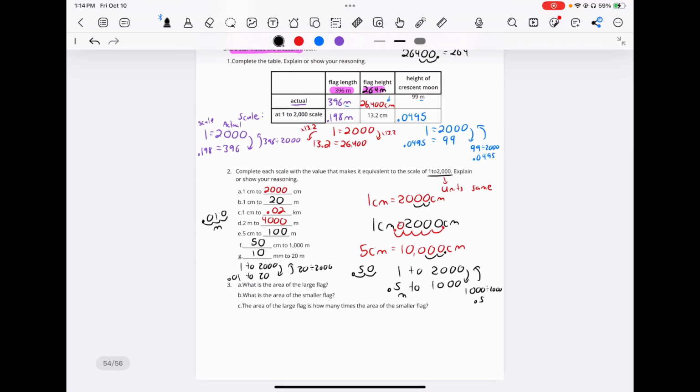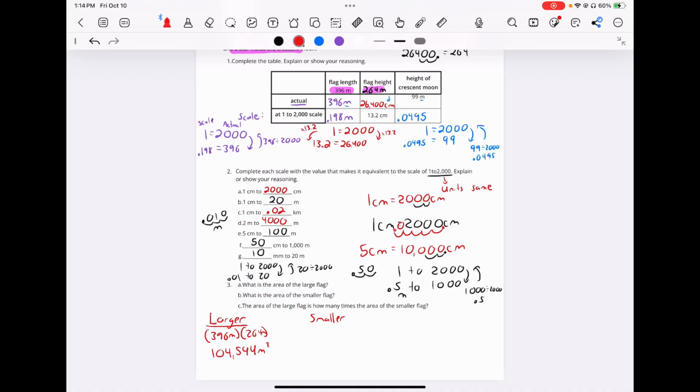And 3, we want to find the area of the actual flag and the area of the smaller flag. So for the larger flag, we have to make sure we're using the same units for both of them. So we're going to use meters. So that's 396 meters times 264 meters. So 396 times 264 gives us 104,544 meters squared.